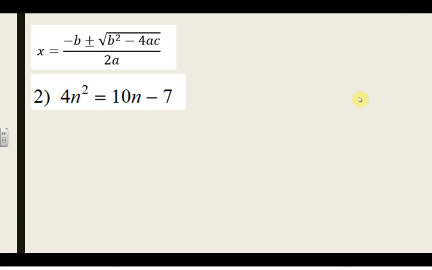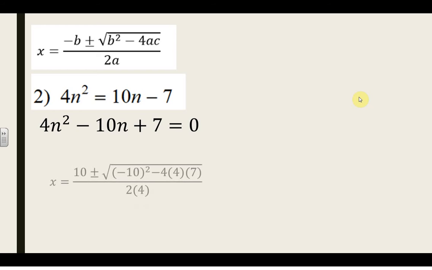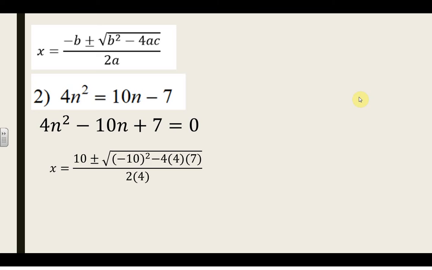Do another one. We need to make sure we have it equal 0 first. Standard form. Boom. So I moved it there. You know how to substitute values in. That's all we're doing.